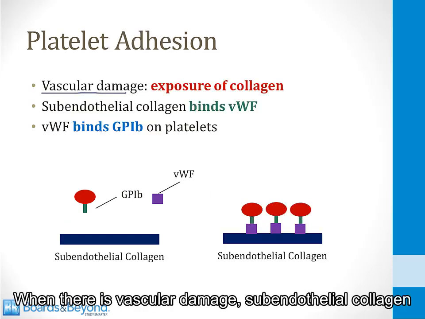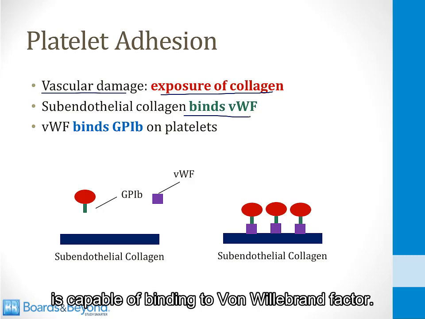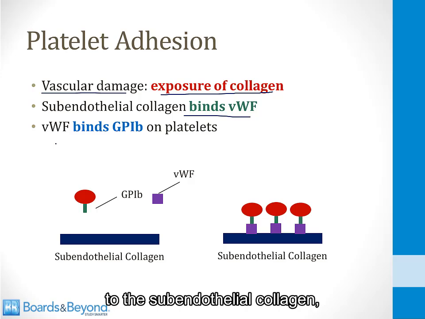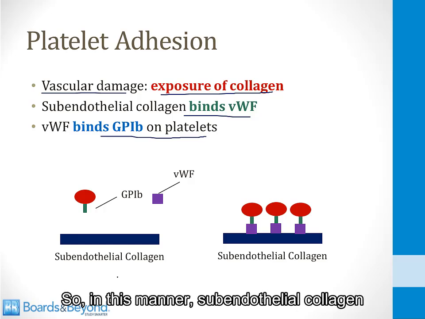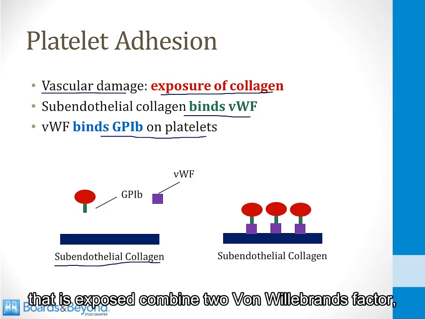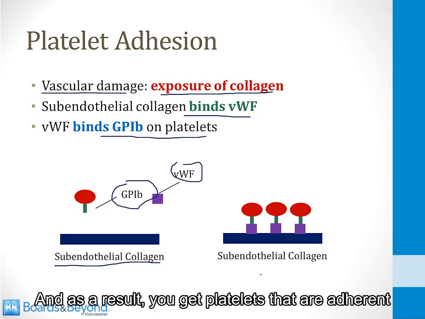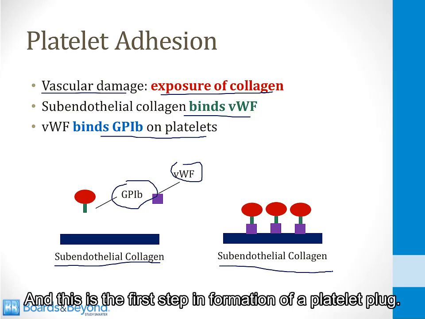When there is vascular damage, subendothelial collagen is exposed, and subendothelial collagen is capable of binding to von Willebrand factor. Once von Willebrand factor is bound to the subendothelial collagen, it can bind the GP1b receptor on platelets. So in this manner, subendothelial collagen that is exposed can bind to von Willebrand factor, which can then bind to the GP1b receptor, and as a result, you get platelets that are adherent to the subendothelial collagen, and this is the first step in formation of a platelet plug.